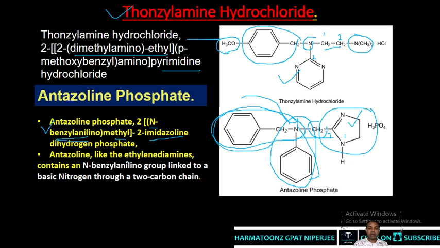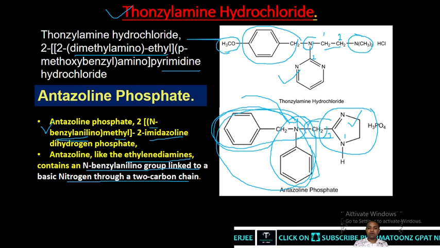This diaryl ring system with a nitrogen atom is called the benzyl anilino group. And antazoline, like ethylenediamine, contains a benzyl anilino group linked to a basic nitrogen through a 2-carbon chain. Same like this benzyl anilino group, which is attached by a 2-carbon chain, and both the carbons are attached with the terminal amino group. So it is the same kind of structure as the ethylenediamine group.